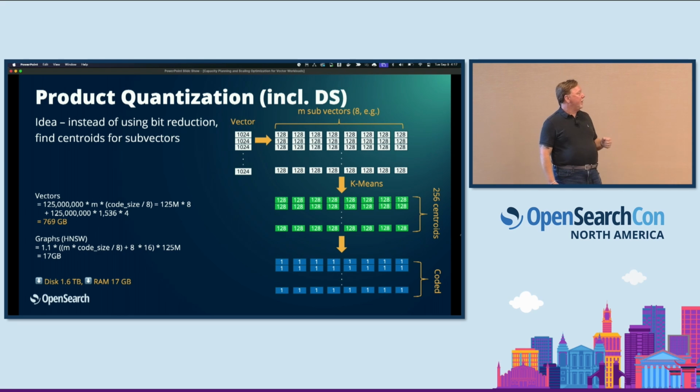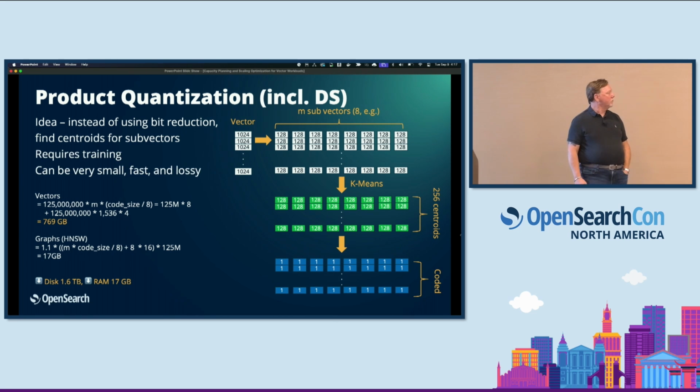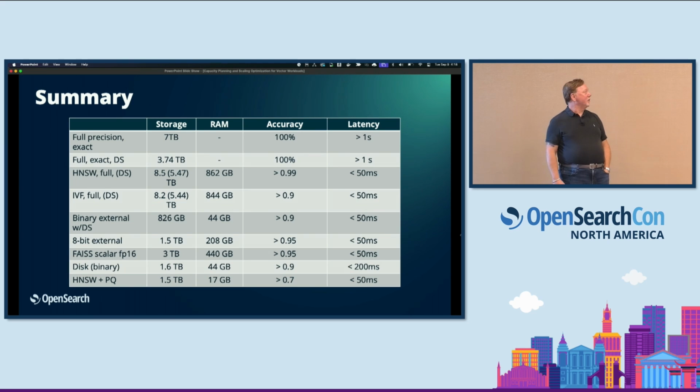So in this case, we have 125 million vectors. This is our formula, m times code size divided by 8. That gives me 769 gigabytes of vector storage. And then I have the graph storage that's 17 gig. So with replica and everything, I'm at 1.6 terabytes and 17 gigabytes of RAM. Can be very small, fast, and lossy.